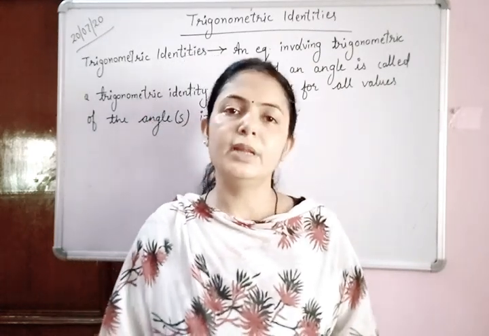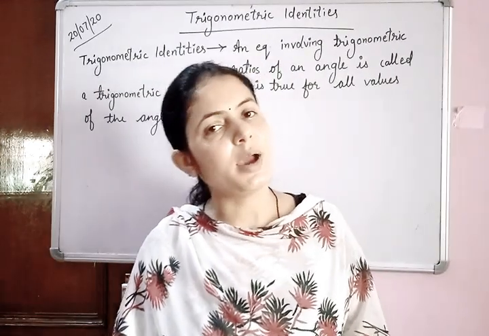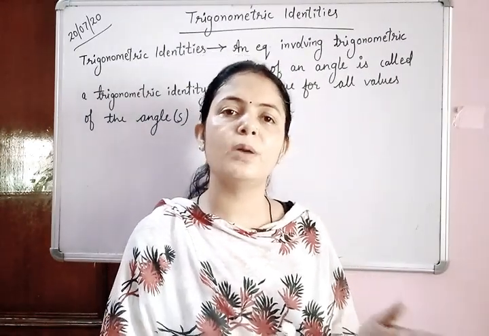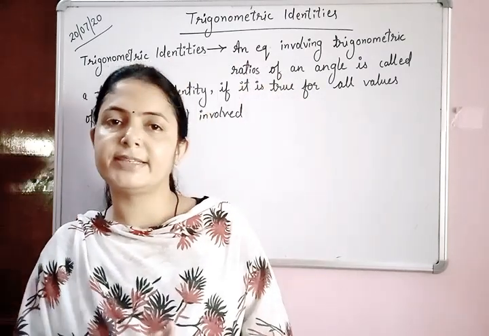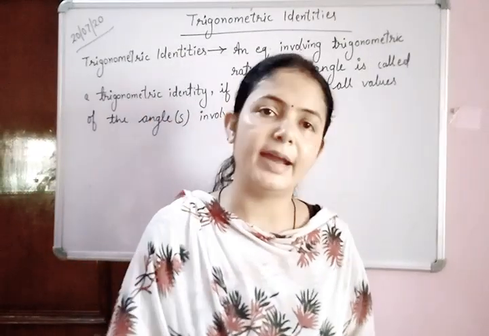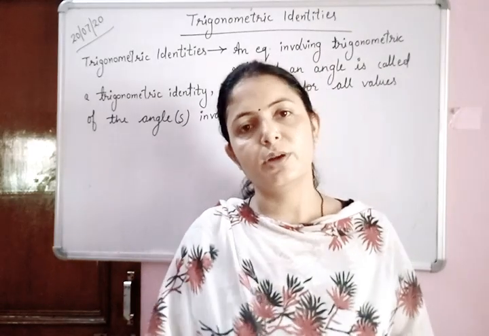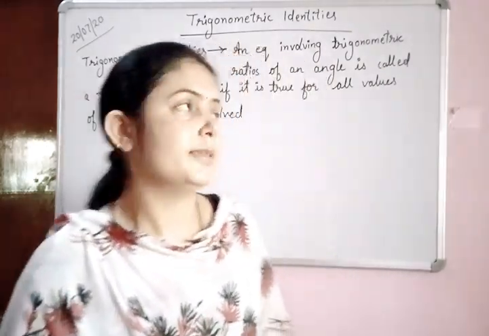Clear? Similarly, (x − y) whole square is equal to x square plus y square minus 2xy. This equation is also true for all the values of x and y. That's why it is called an identity. Now, let's come to our topic, trigonometric identities.